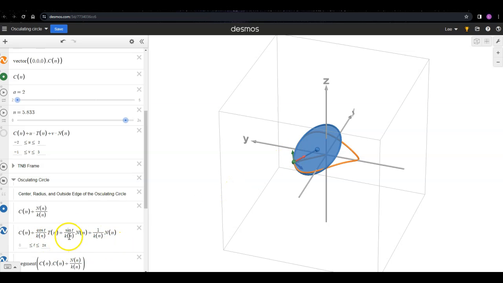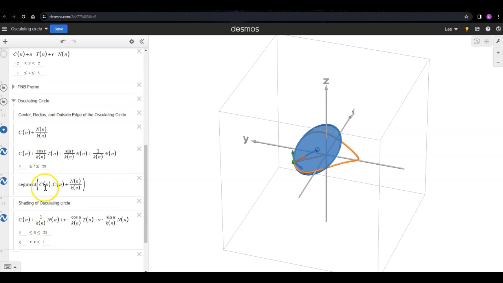So just like other parametric equations, normally it's r cosine t with the i and j directions. This time it's T and N. So we're just traveling in the direction of those T and N. This segment gives me that line radius right there, just from one point to another. And then this is the shading down here. For that shading, again, I'm starting at C of N plus that radius times the normal. So that takes me right there.